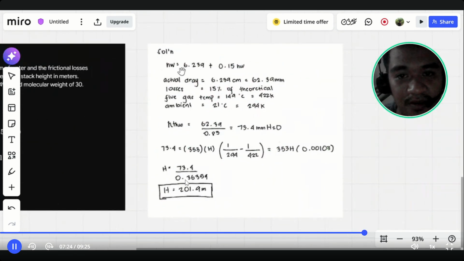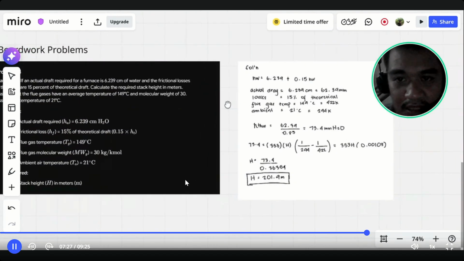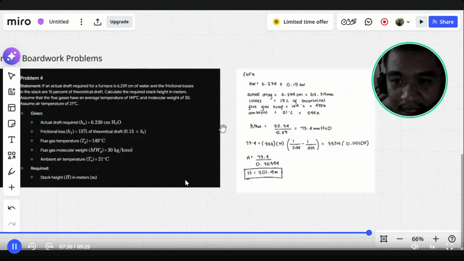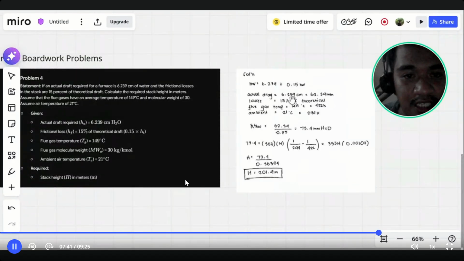So we have H_W equals 6.239 cm plus 0.15, because we're going to convert 15% into 0.15. We have actual draft, which is 6.239 centimeters, and these centimeters we're going to convert into millimeters. So we have 62.39. For the losses, we have 15% of theoretical. And flue gas temperature, we have 149 Celsius, which if we add 273, we get the actual answer of 422 Kelvin.